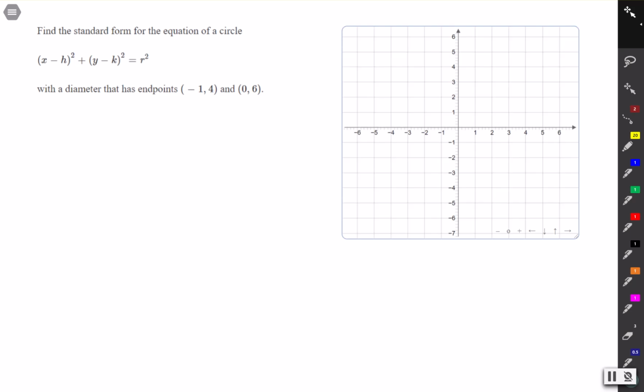Find the standard form for the equation of a circle (x - h)² + (y - k)² = r², with a diameter that has endpoints (-1, 4) and (0, 6).